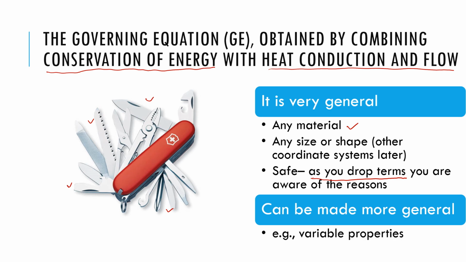Now it can be made more general. The simplest one would be, let's say, if the thermal conductivity is changing or the properties are changing. So we need to write the equations in a more general form. But nevertheless, it is this energy equation or some more generalized form of it that will describe all different situations where energy transfer is taking place or we need a temperature solution.